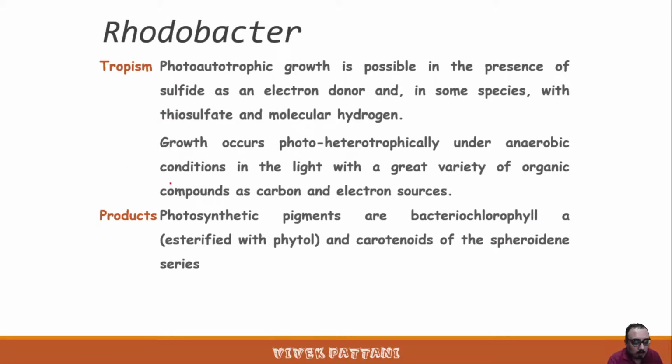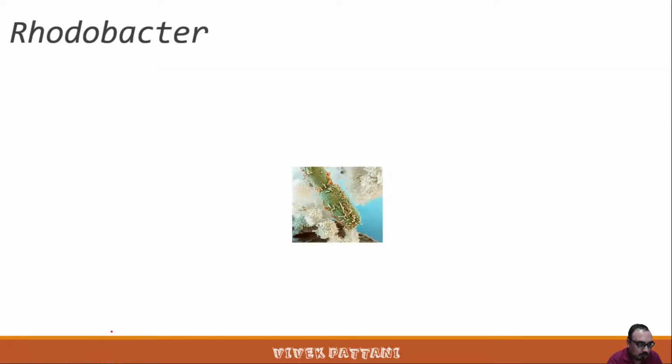They are photoautotrophic, which is possible in the presence of sulfide as electron donor, and in some species with thiosulfate and molecular hydrogen as well. Growth occurs photoheterotrophically under anaerobic conditions in the light with a great variety of organic compounds as carbon and electron sources. The photosynthetic pigments are basically bacteriochlorophyll a and carotenoids of the spheroidene series.